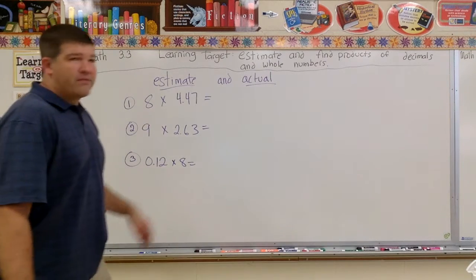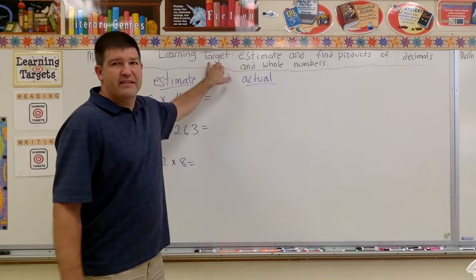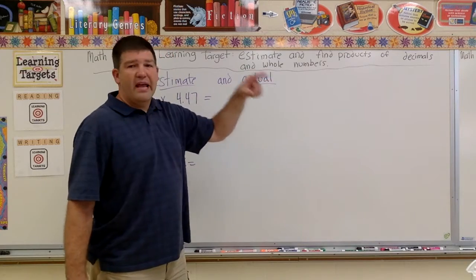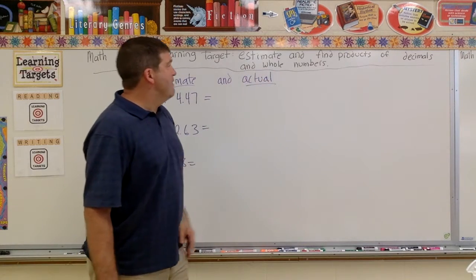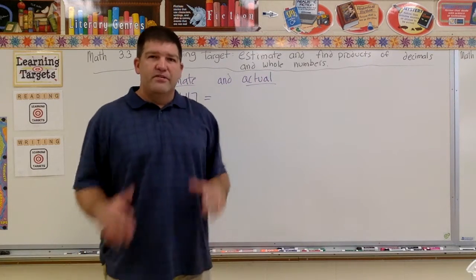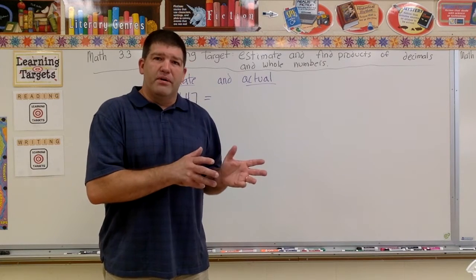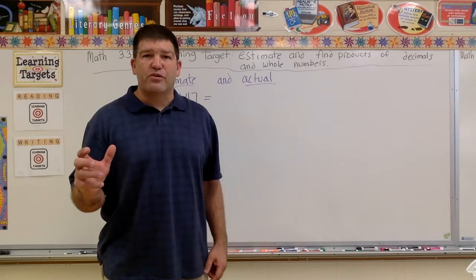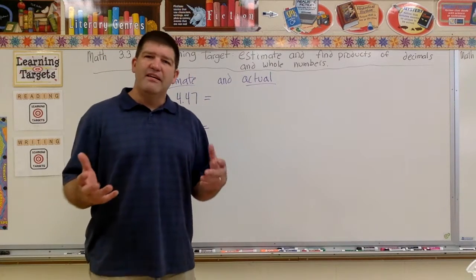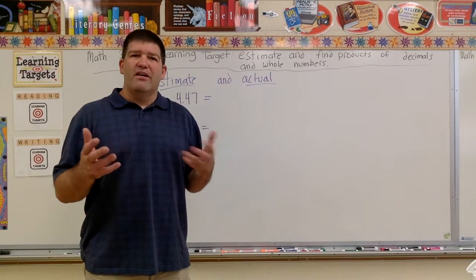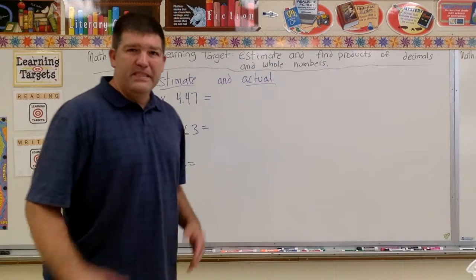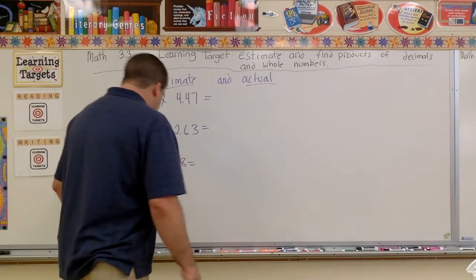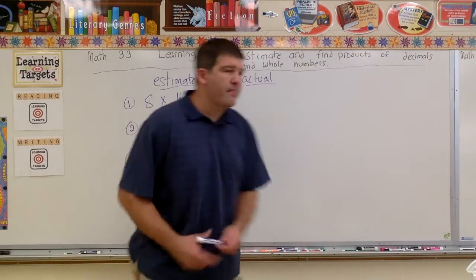This is Math 3.3. The learning target for this lesson is that you're going to estimate and find products of decimals and whole numbers. So you're going to have a decimal and a whole number, and you're going to do two things. You're going to estimate it and you're going to find the actual. This will be a test to see how close the estimates are. See if they're pretty close. Okay? So I have three problems here.